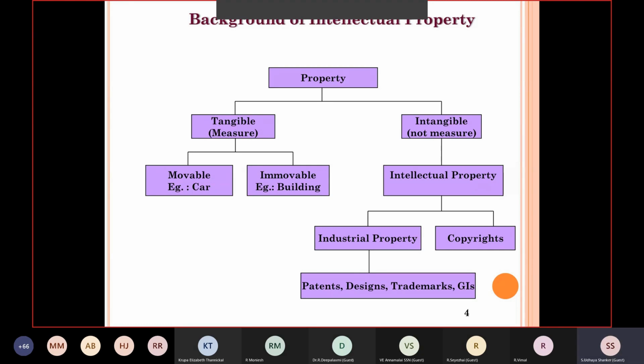So people often confuse copyright and patents. But copyright is an entirely different category. Under industrial property, we have patents, designs, trademarks, and GI. So copyright is entirely different. Please keep copyright aside and concentrate on patent, design, and trademark for now.